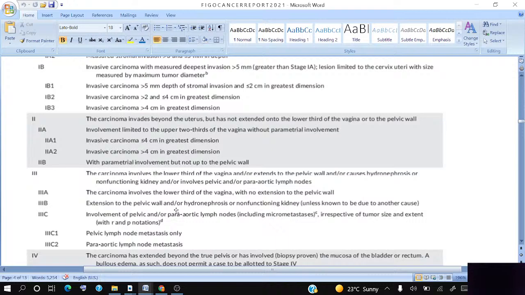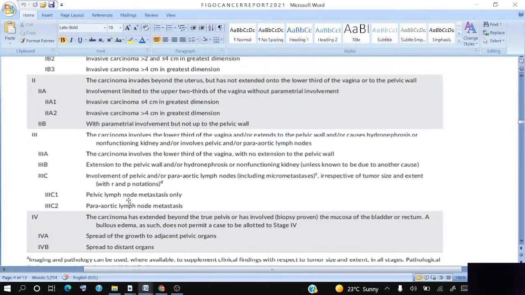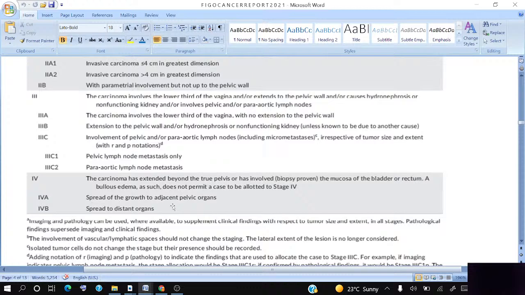And stage 3 is carcinoma involving the lower third of the vagina, extending to the pelvic wall and causing hydronephrosis. It means the kidney is going to be infiltrated, or there is a non-functional kidney, or involvement of the pelvic and para-aortic lymph nodes. Stage 3 is very important because here the organs are systematically involved, especially the kidney. So stage 3 is going to be A, B, C again, and C is about pelvic lymph node metastasis, as we already read in the staging before. If C1, it is the pelvic lymph node, and C2 is the para-aortic lymph node metastasis.